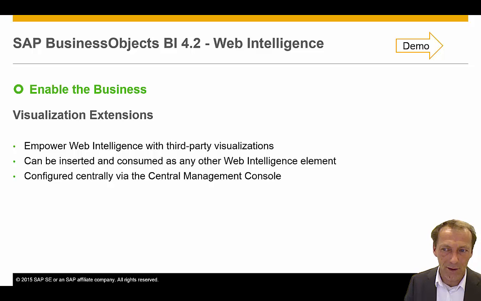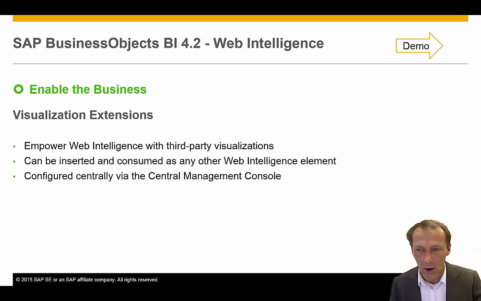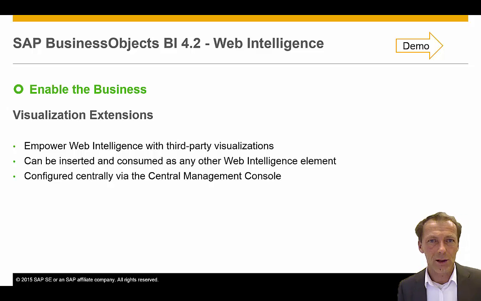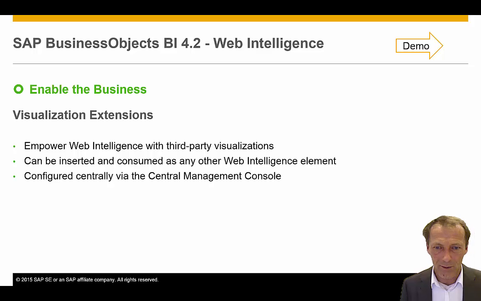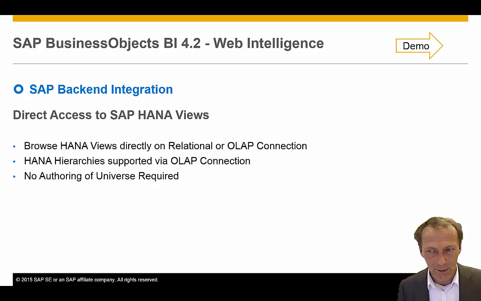And similar goes for the visual extensions. So the open source visualizations that are available on the web, over 15,000, can now, through a decoder, be brought into Web Intelligence and made available free of charge to your end users, similar to how it goes in Lumira.